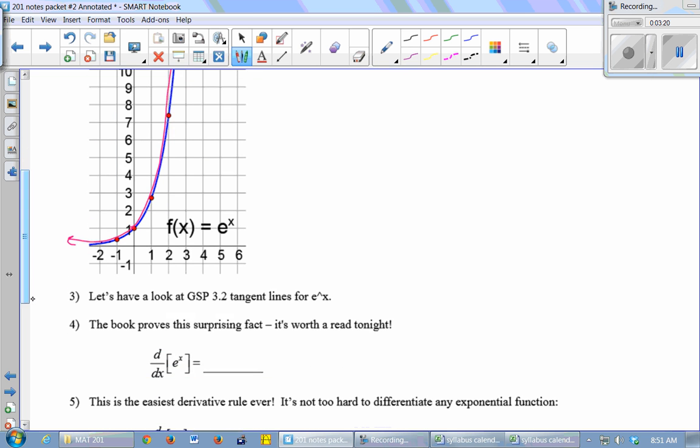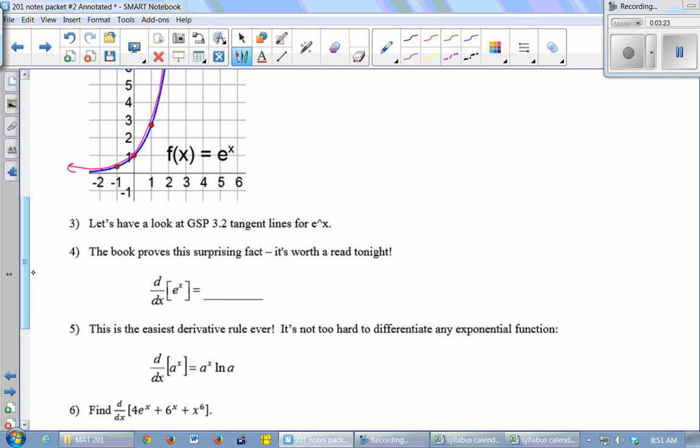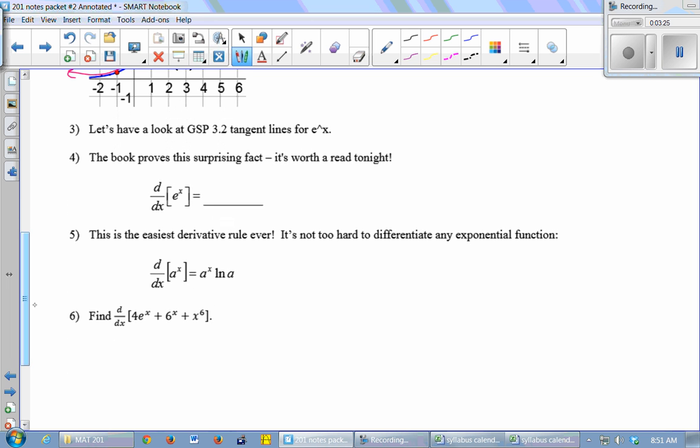All right, so I'm going to skip number 3 there. The book proves this surprising fact using a method other than just drawing the graph. It's worth a read, but we're not going to do it in class. So it turns out that the derivative of e to the x is e to the x. Easiest derivative rule ever. The derivative of the function is the function.